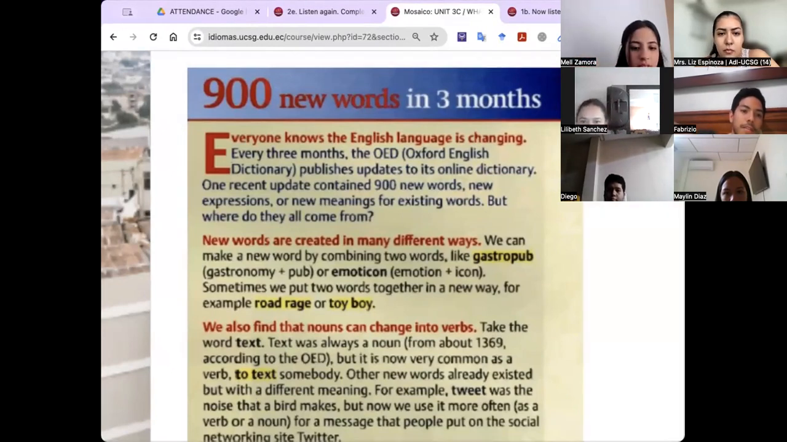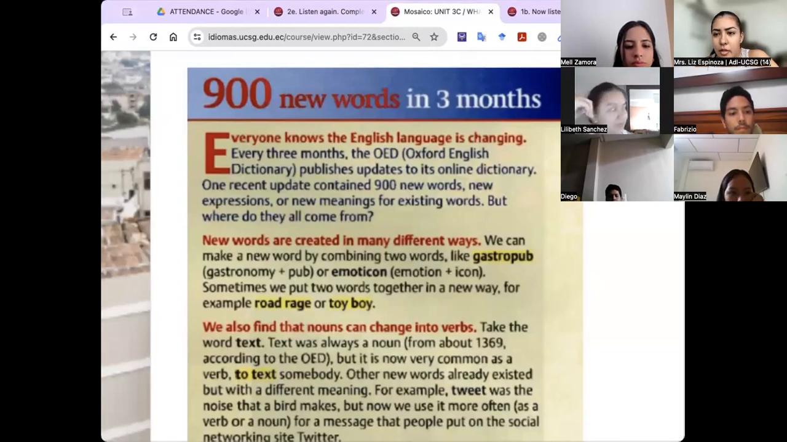Everyone knows the English language is changing. Every 3 months, the OED, Oxford English Dictionary, publishes updates to its online dictionary. One recent update contained 909 new words, new expressions, or new meanings for existing words. But where do they all come from? Okay, thank you. Can you please, Rodrigo, continue?